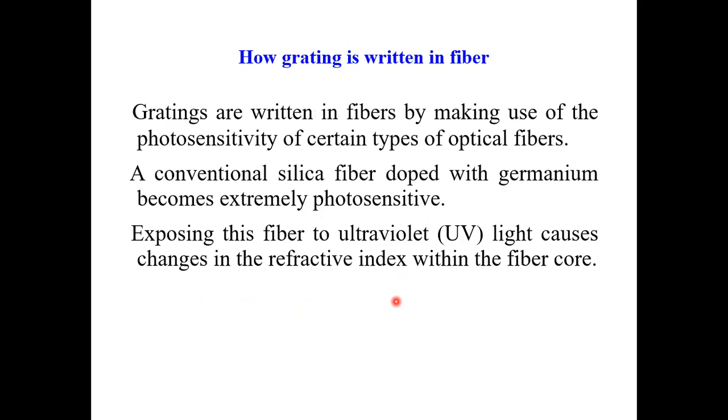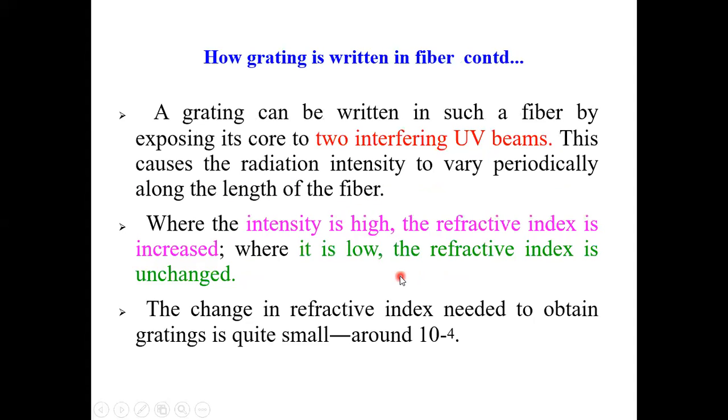Let us go deeper. Now, how is a grating written in the fiber? How do I write gratings? Written means it is done on the fiber by making use of the photosensitivity of certain types of optical fiber. A conventional silica fiber doped with germanium becomes extremely photosensitive. So what I do is I expose that part to ultraviolet light, and that causes the refractive index to change within the fiber. So exposing the fiber to UV light will change the refractive index of the fiber.